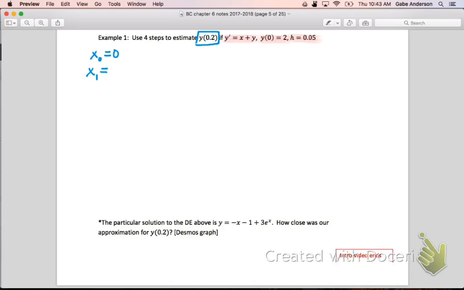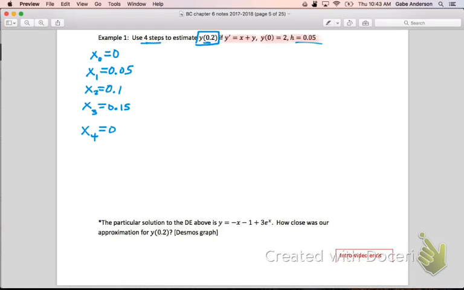x1 is going to be the previous x plus the step size. My step size is 0.05, so x1 would be 0.05 plus 0, so it's just 0.05. x2 then would be the previous x plus another step size. So that would be 0.05 plus 0.05, which would be 0.1. We're trying to get to 0.2. We're not there yet, but we can see that we're making progress. x3 would then be the previous x, which was 0.1, plus the step size. So now we are up to 0.15. And then finally, we're going to get to where we want to go with x4. It says 4 steps, so hopefully all this makes sense.